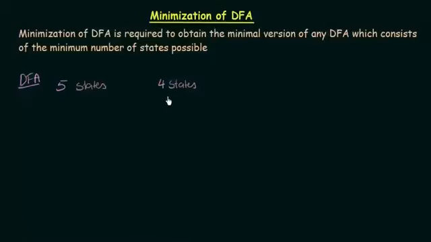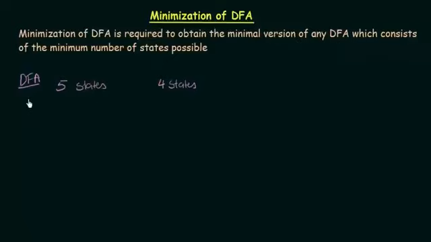Both of them are correct, but here we see that the same DFA can be designed using a lesser number of states. Now, which one do you think is more efficient? 5 states DFA or the 4 states DFA? Obviously, it will be the one with the lesser number of states. So, we want to design the DFA using the minimum number of states possible. That is known as the minimal version of any DFA.